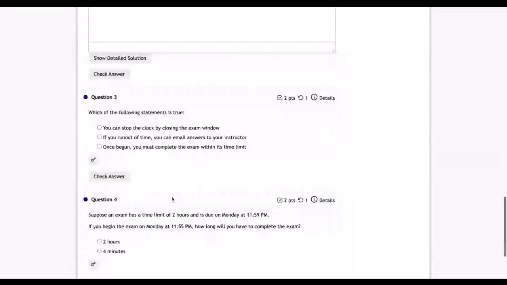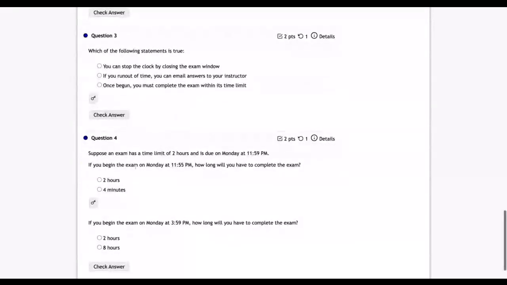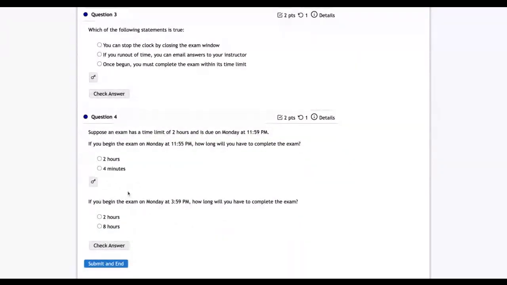I got question 4 wrong. Does that ruin my grade? You got question 4 wrong. Yeah. You won't get full credits, but you will get partial credits for something you did right. For question 4, right? You only talk about question 4. I got the bottom part wrong. I got the part, if you begin the exam on Monday, blah blah blah. I got that wrong.